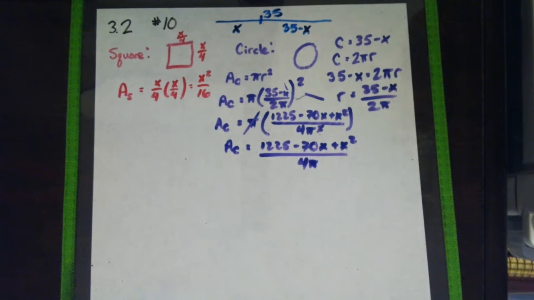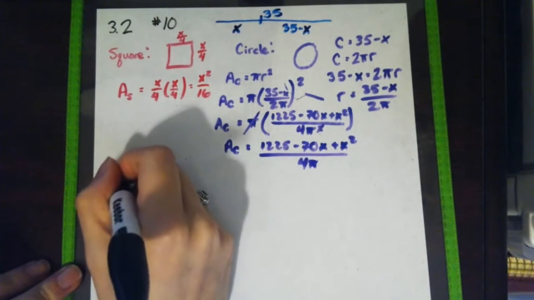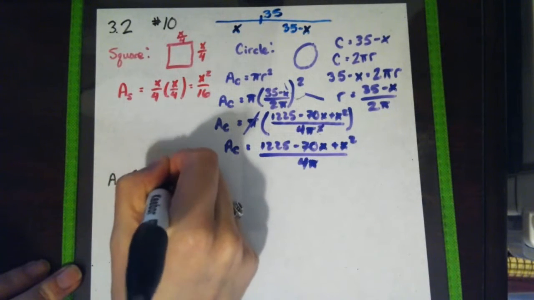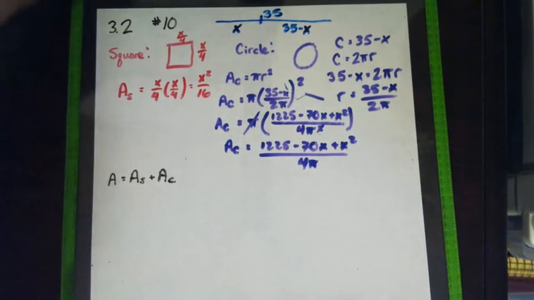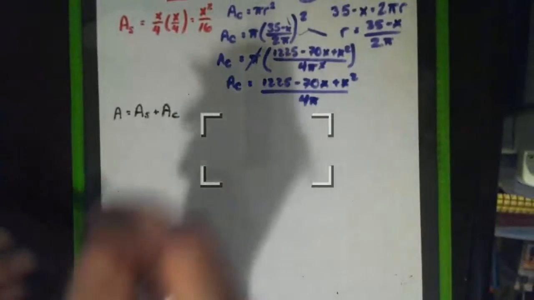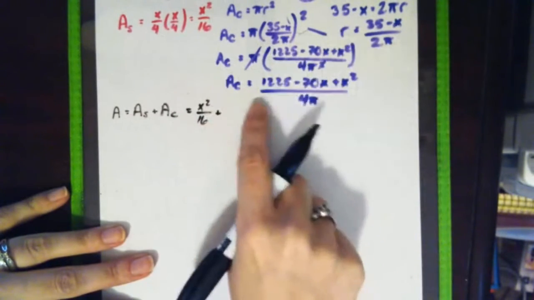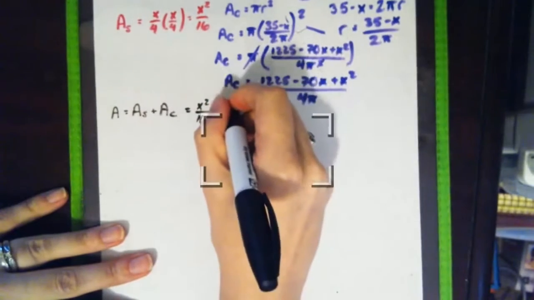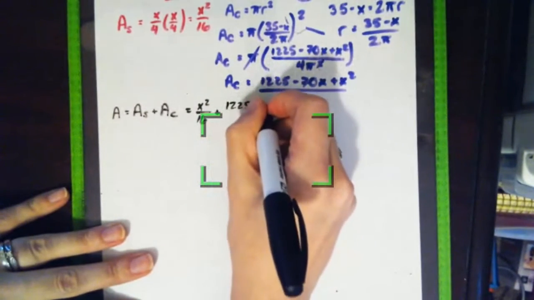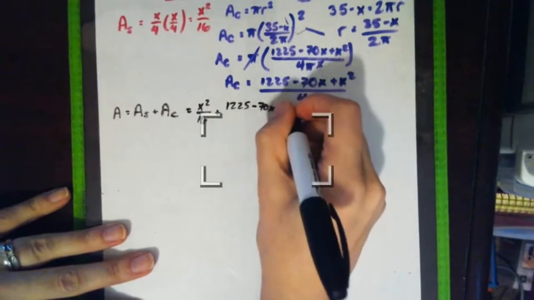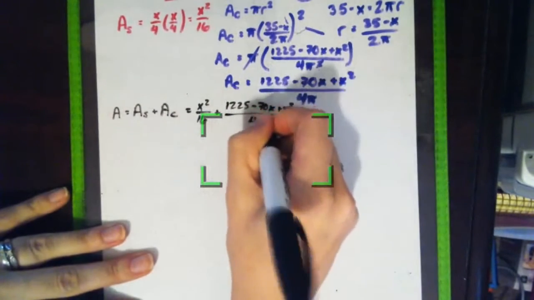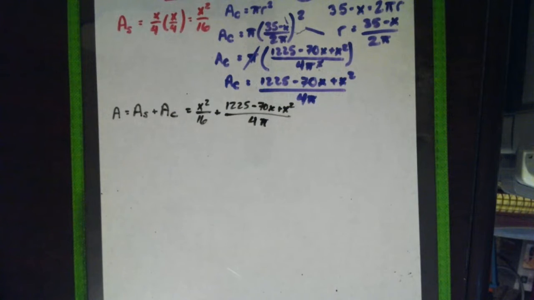Alright, well they told us to let A represent the total area of the square and the circle, so that means our A value will be the area of the square plus the area of the circle. So if I plug in what I have for both of those, that's going to be x squared over 16 plus this guy right here, the 1225 minus 70x plus x squared, all over 4 pi. Now that looks like a really super gross expression. And if we want to combine it, we need to have a common denominator.